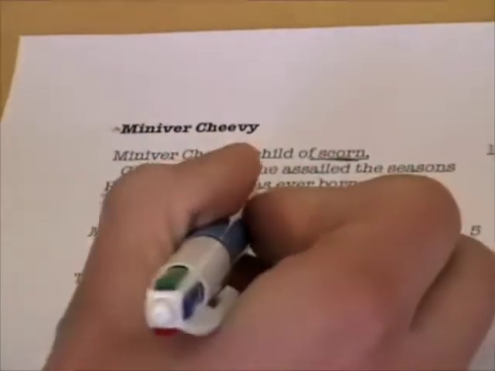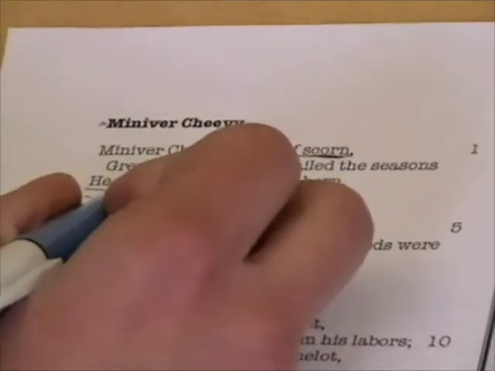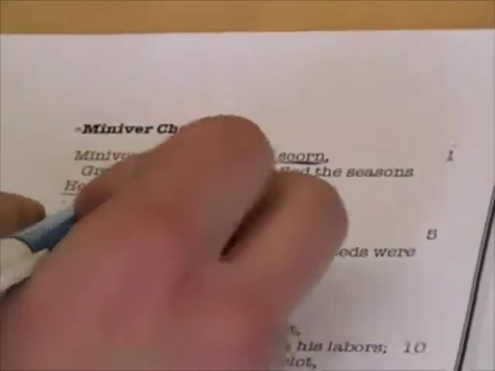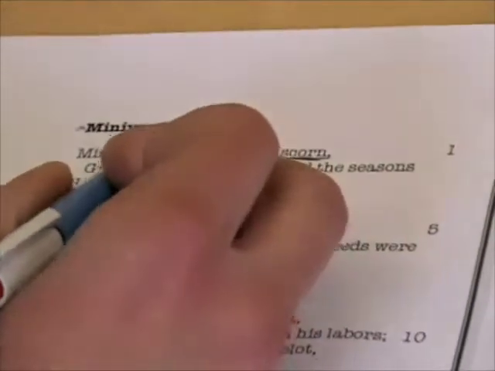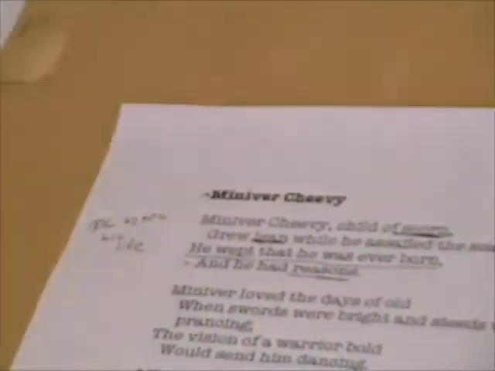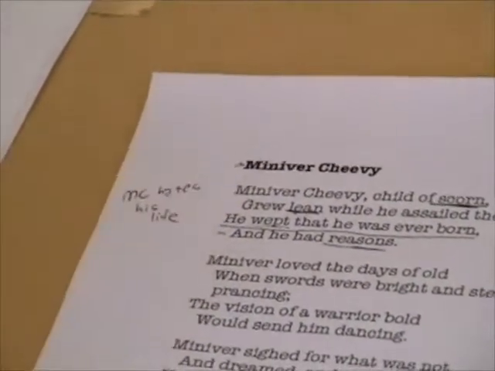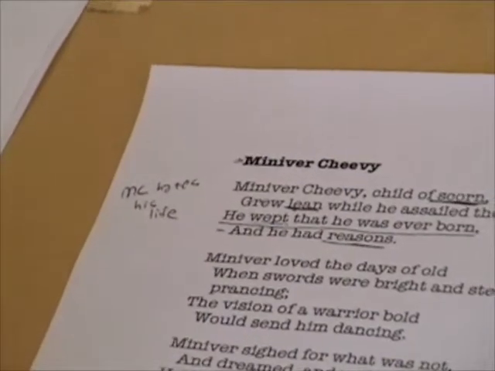Oh, one more thing I forgot. We also have to make a note, a summary after each stanza. So this stanza right here basically is giving me an explanation that Chivi doesn't much care for his life. So right next to the stanza, I'm going to write MC, those are Chivi's initials, hates his life. He's not a very happy guy. All right, now that I have that summary there, I'm ready to move on to the next stanza.